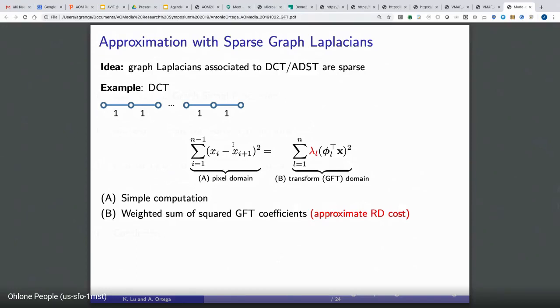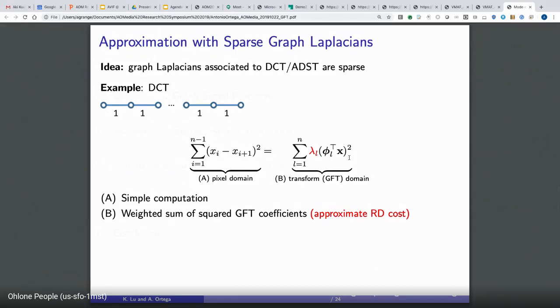DCT, now this property is true for any graph Laplacian, and I'll spend a couple of minutes on it. If I look at this difference in the pixel domain, here it's a very simple operation because the weights are all one, right? But for a general graph, this would be something like the weight between two nodes times the difference squared of the nodes, right? So this is a sum that looks at the differences between pixels in the graph. You can prove that this is exactly equal to the right side. And what is the right side? The right side is the phi transpose x.